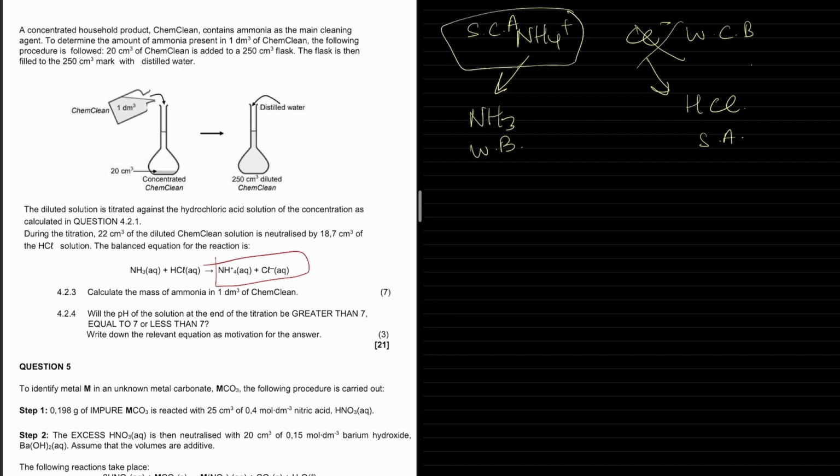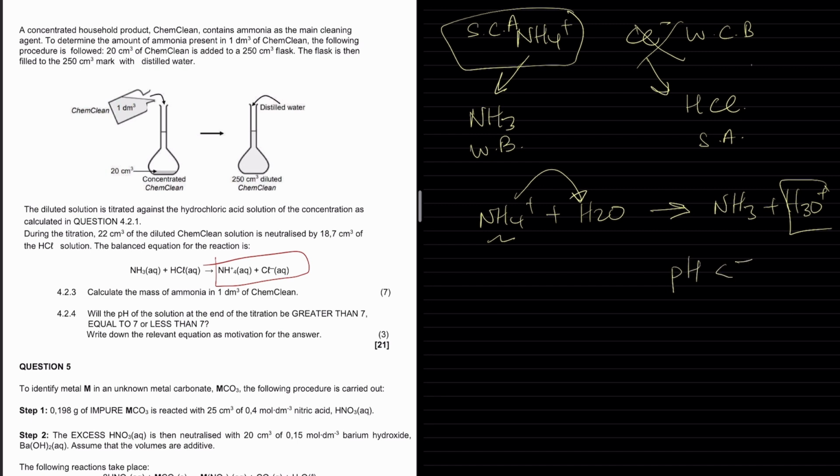This will undergo hydrolysis. So NH4+ plus H2O. Since this is an acid, it's going to donate a proton there. You're going to get NH3 and H3O+. The presence of the H3O+ tells us that the pH is going to be less than 7, and that means that, yeah, the pH should be less than 7.